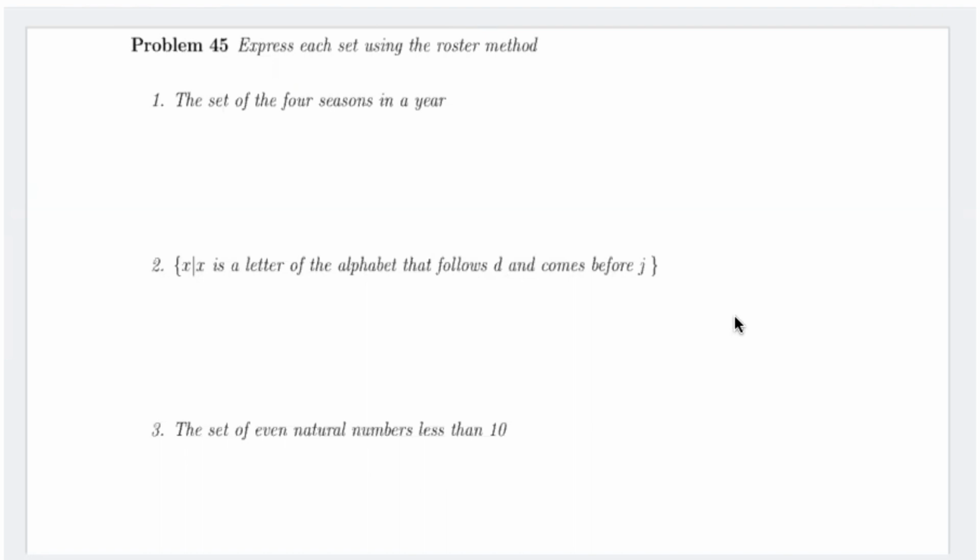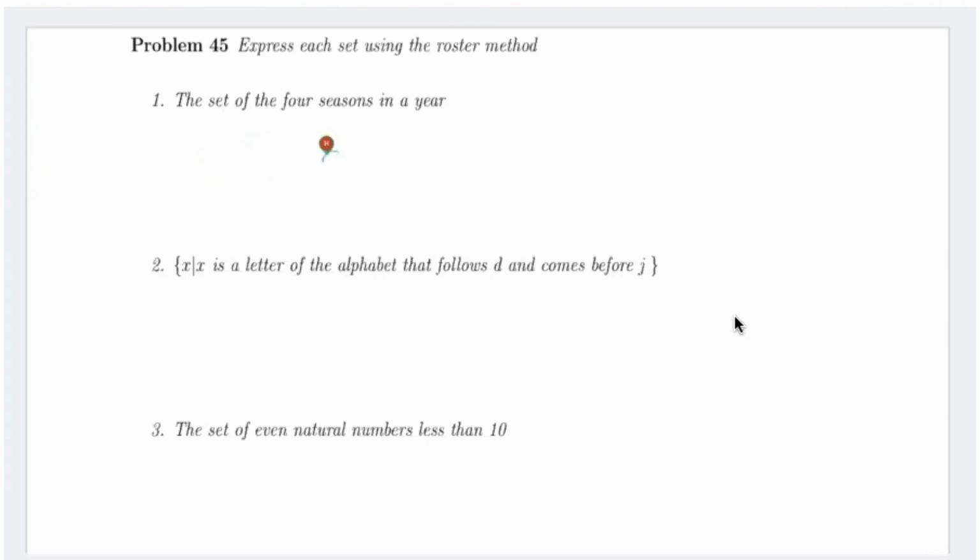We want to write that in roster method. The set of 4 seasons in a year. Jason, what do you think? I did E, F, G, H, I. Oh no, wait, that's the seasons. I'm sorry. I thought that was the other one. No, I did spring, summer, fall, winter.